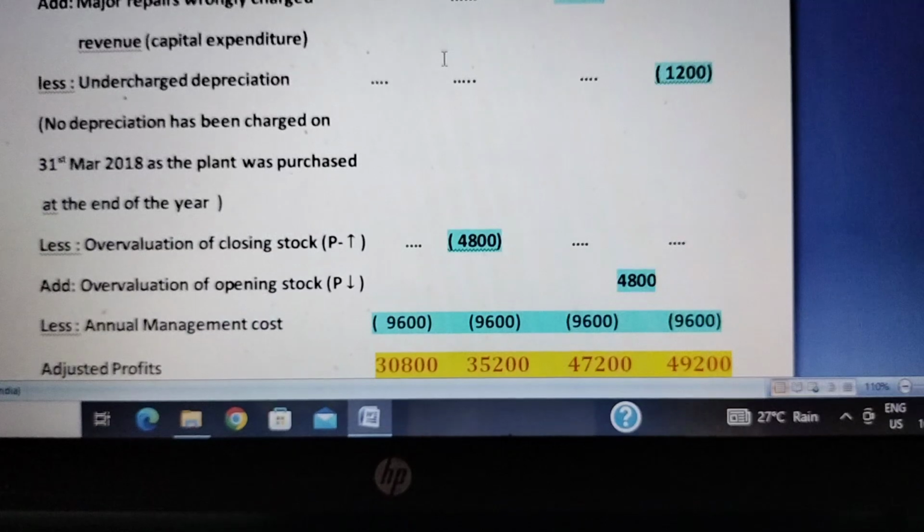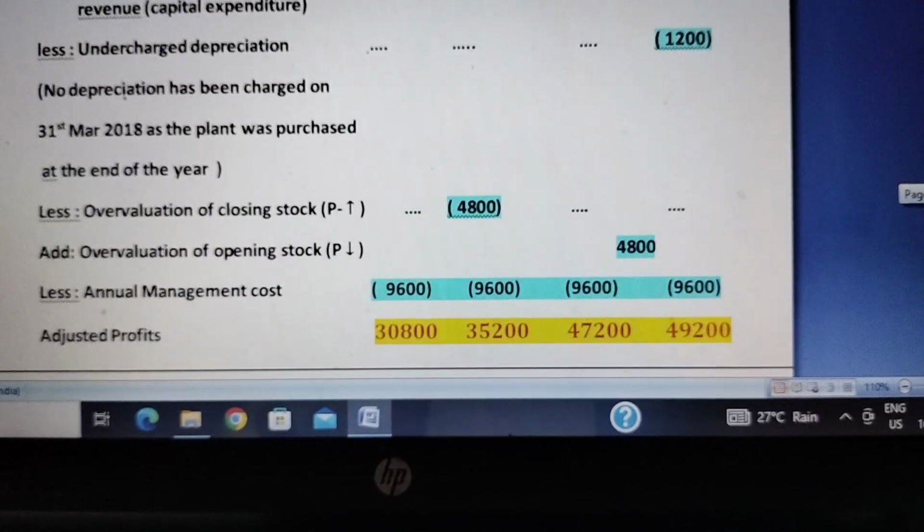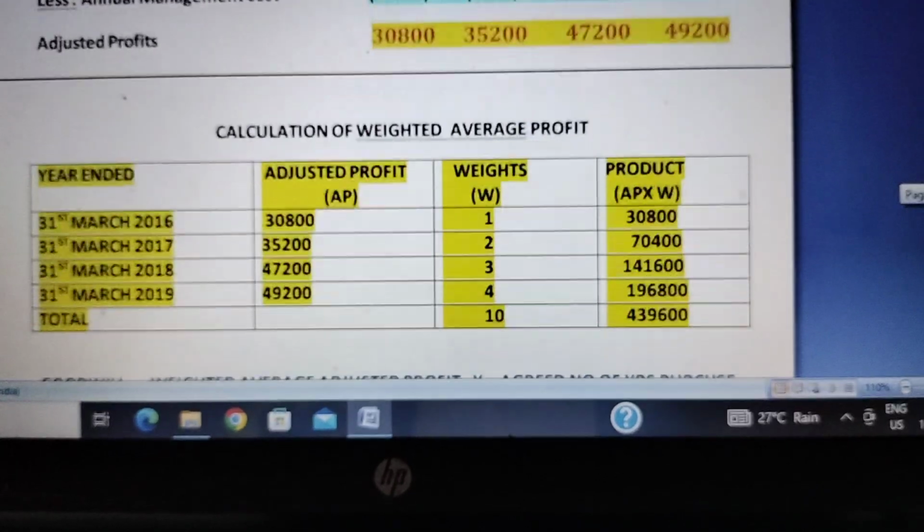So it should be 30,800. If we deduct 9,600 from 49,600, we will get 35,200. If we add 12,000 to 48,000 and deduct 9,600, we will get 47,200. If we deduct 1,200 from 60,000 and again 9,600, we will get 47,200. Please calculate, you can use the calculator. So this is the adjusted profit.